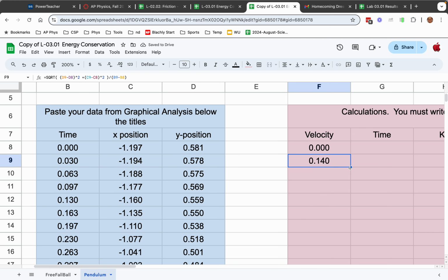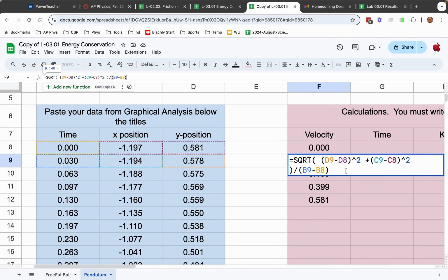And once I've written the formula, of course, I can drag it all the way down, and it'll find the velocity, which I need for the kinetic energy. Okay, so I'll click back on it. Here's the formula that you are looking at. It's a big old long one.